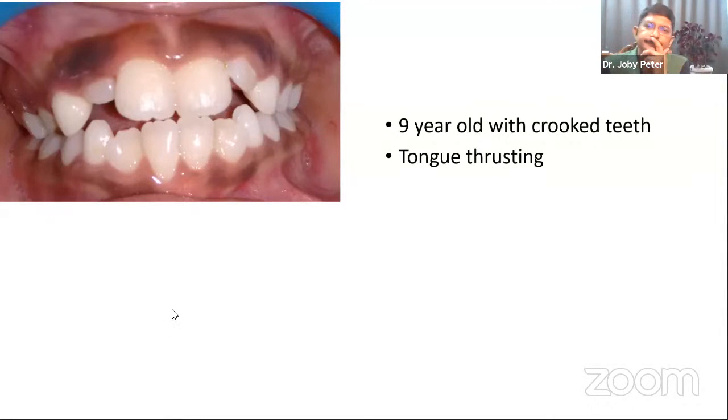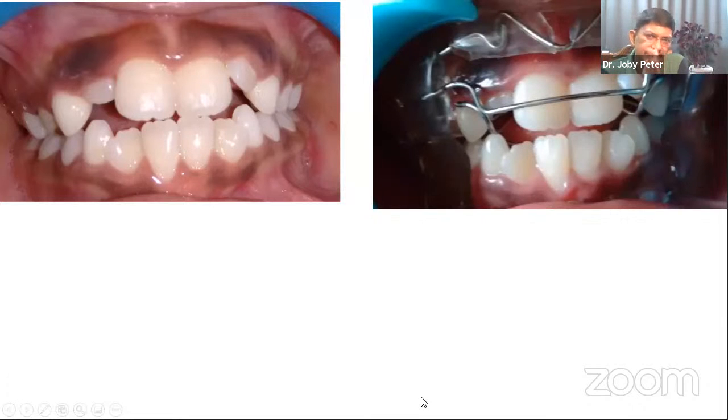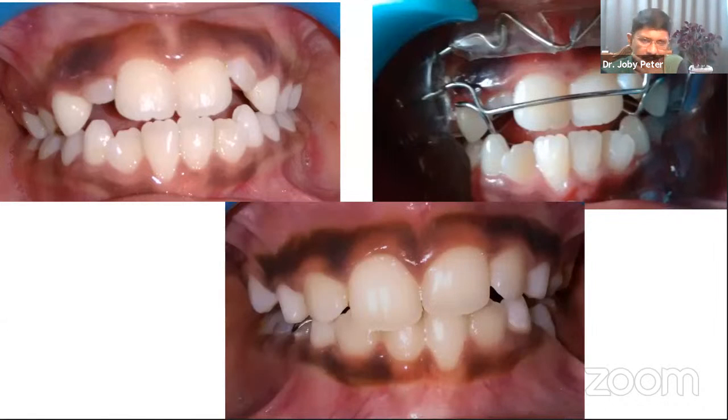What was said and done? With analysis and diagnosis, I came to the conclusion that I have to intercept this child. So I started with an appliance called a myofunctional appliance. The patient was cooperative, the parents were cooperative and educated, they wanted to do something. Within a year, I could see resolution of the anterior crowding, the tongue thrusting went off, the open bite went off, everything went off by itself. A natural alignment of the teeth has happened.